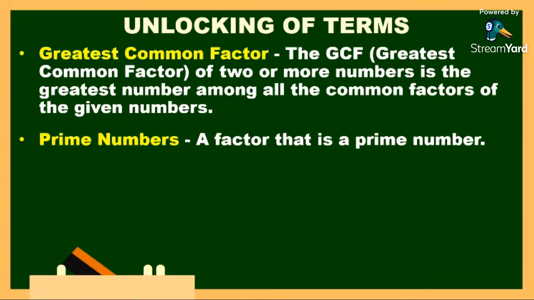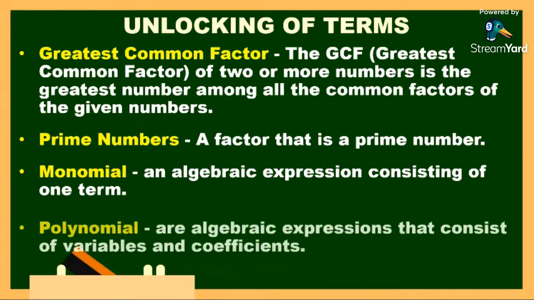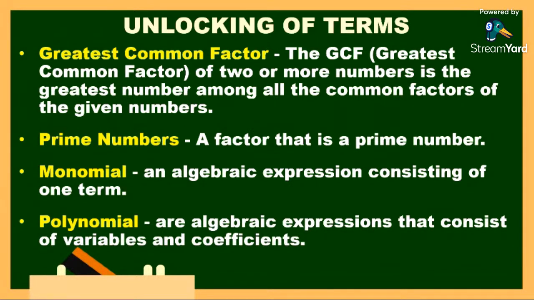Next is monomial. When we say monomial, it is an algebraic expression consisting of one term. From the word mono, it means one. So ito yung algebraic expression na meron lamang iisang term. And when we say polynomial, these are algebraic expressions that consist of variables and coefficients.